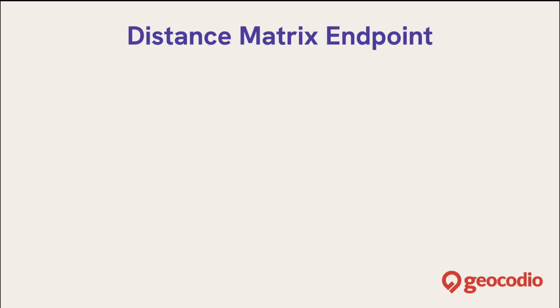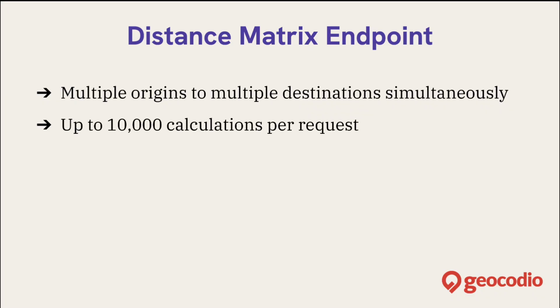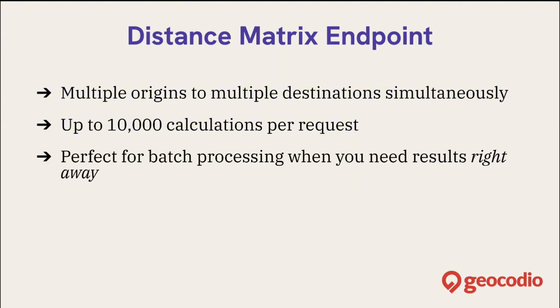Second, the distance matrix endpoint. This handles multiple origins to multiple destinations simultaneously, up to 10,000 calculations per request. Great for batch processing when you need results right away.